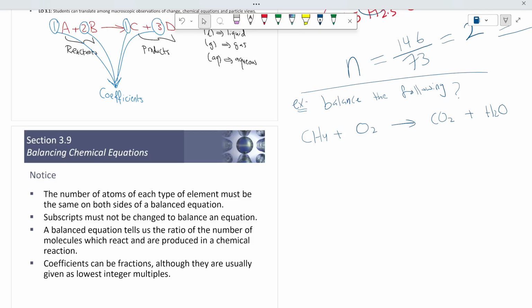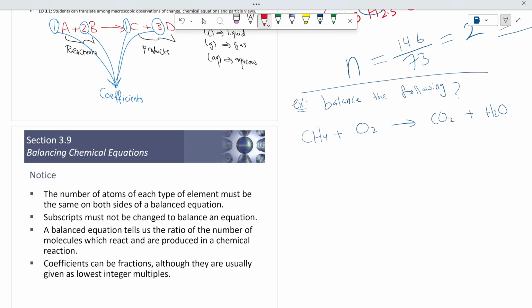To balance the equation, we prefer to start with molecules or compounds before starting with elements. This will simplify the solution. Oxygen is an element, CH4 is a molecule, so start with the molecule before the element. This is the first hint. The second hint: you can change the coefficients as you want to balance the equation, but never ever touch the subscripts.